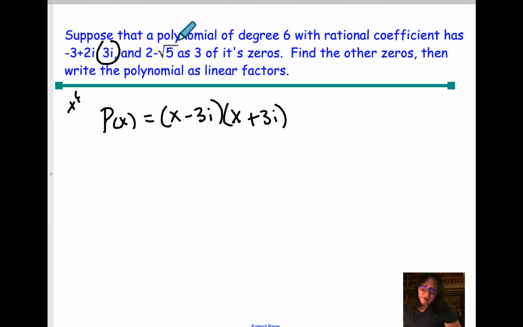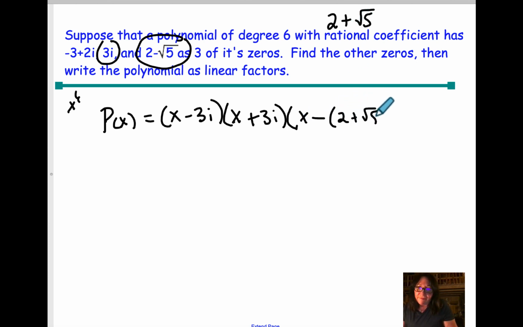Now I want you to look at this one that says 2 minus root 5. The conjugate to that is going to be 2 plus root 5. But the way I write that, if you remember, all of these are the opposite. So this is going to be x minus this one, which is 2 plus root 5. And this will be x minus 2 minus root 5.